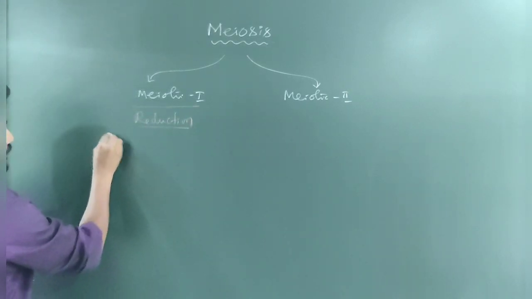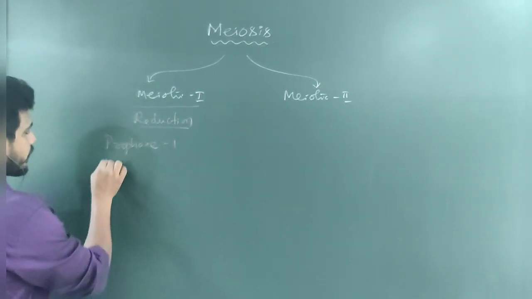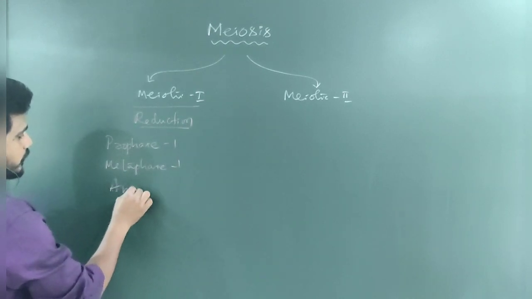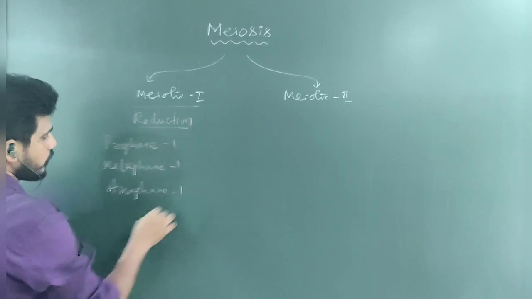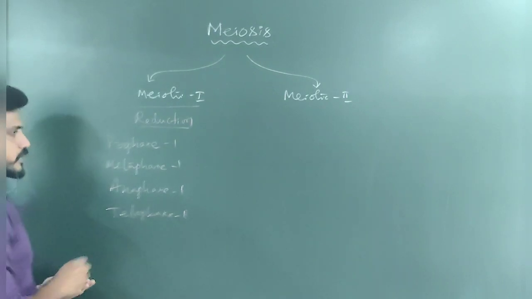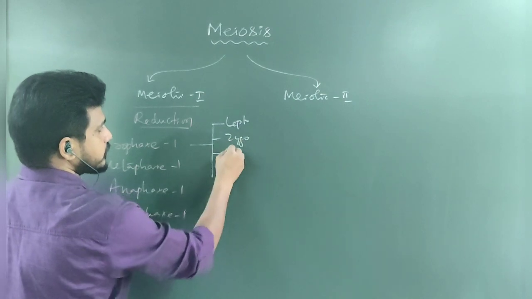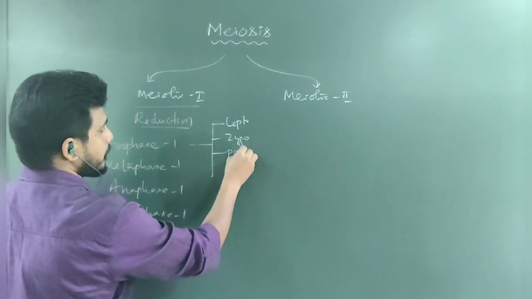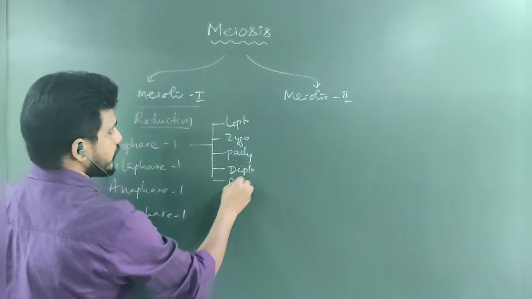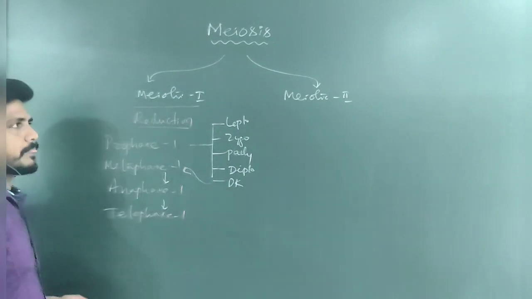Reduction division consists of prophase 1, then metaphase 1, anaphase 1 and telophase 1. In prophase 1, there were leptotene, zygotene, pachytene, diplotene and diakinesis. After that, it will enter the later stages.